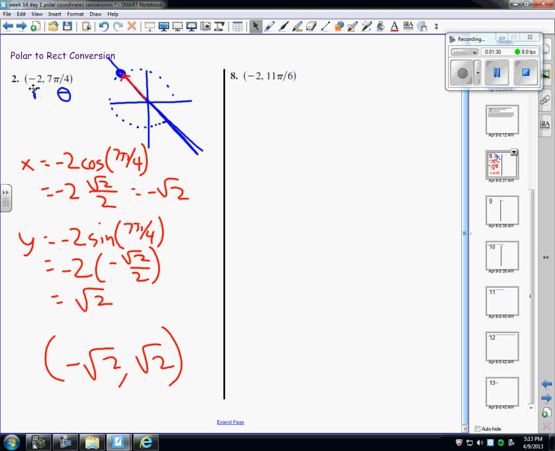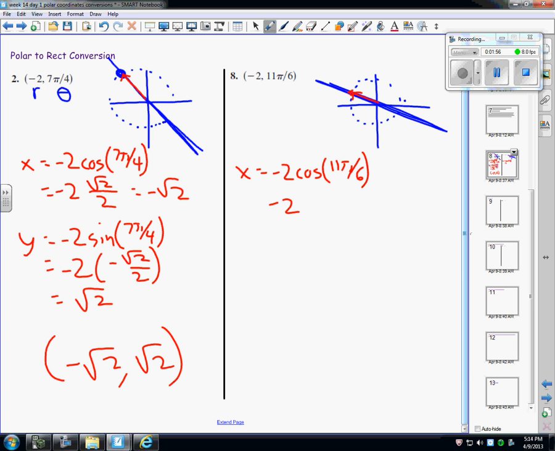This one here is another one where you can practice the negative version of an r. 11 pi over 6, super close to a whole way around. It's somewhere on that angle, but I need to go -2. Okay? So, x equals -2 cosine 11 pi over 6, which is -2 square roots of 3 over 2, which is negative square root of 3.